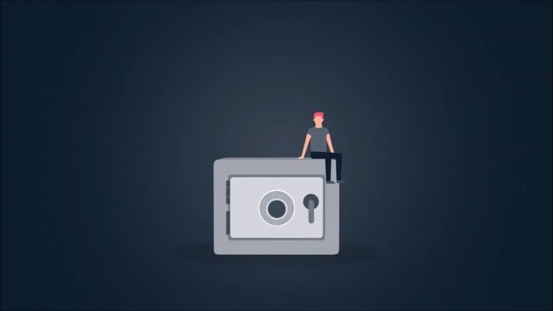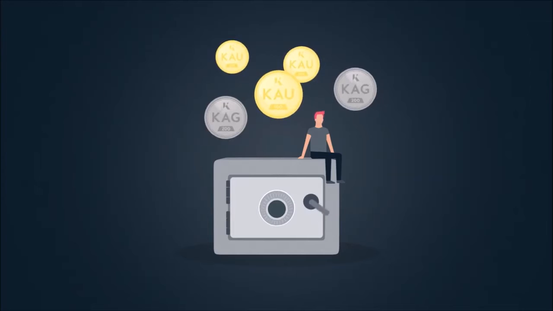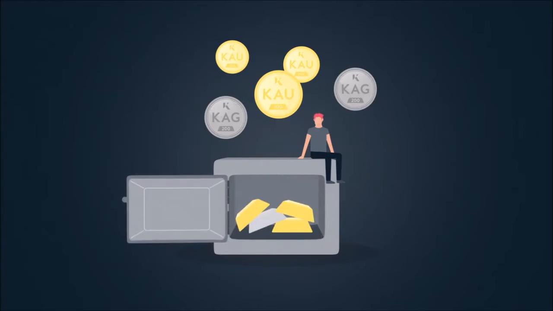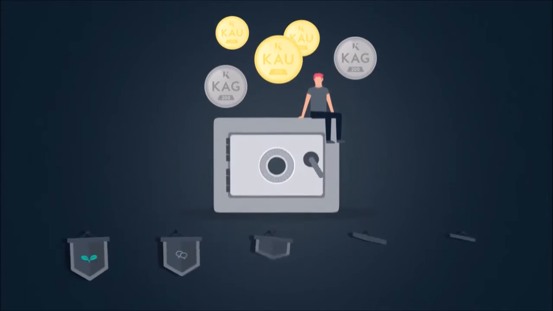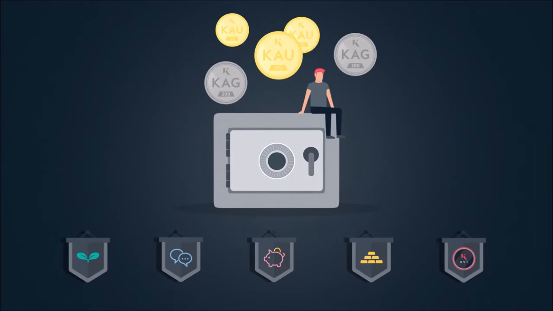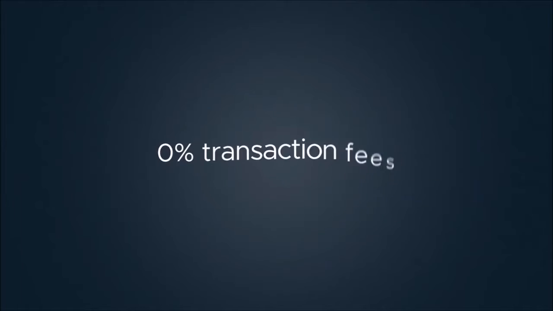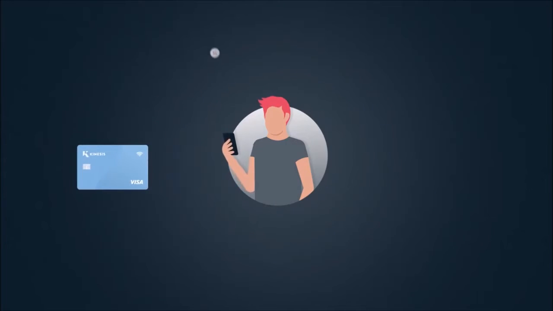By converting all his currencies into KAU and KAG, John now holds all his money in physical gold and silver and is now open to all the benefits of the Kinesis system. Every time John swipes his debit card, 0 transaction fees occur. There's only a small 0.22% to 0.44% top-up fee incurred when loading the card initially.